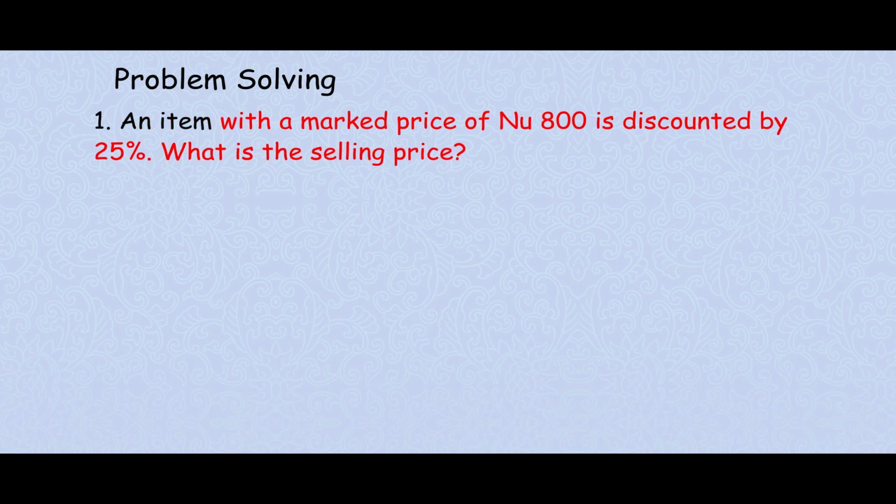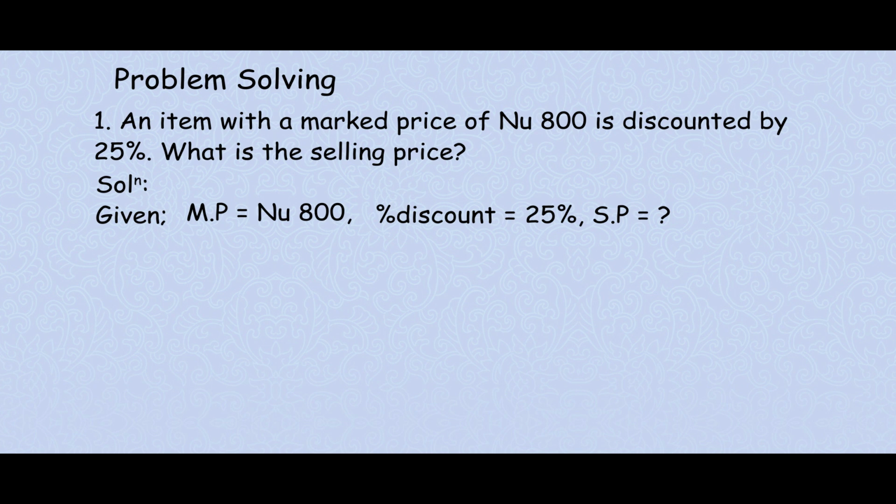An item with a marked price of 800 is discounted by 25%. What is the selling price? After reading the question, you have to analyze what are the things that are given. Those given, you have to list it down. That is the first step. So given are MP, marked price, is 800, and the percent discount is 25%. So you have to find the selling price.